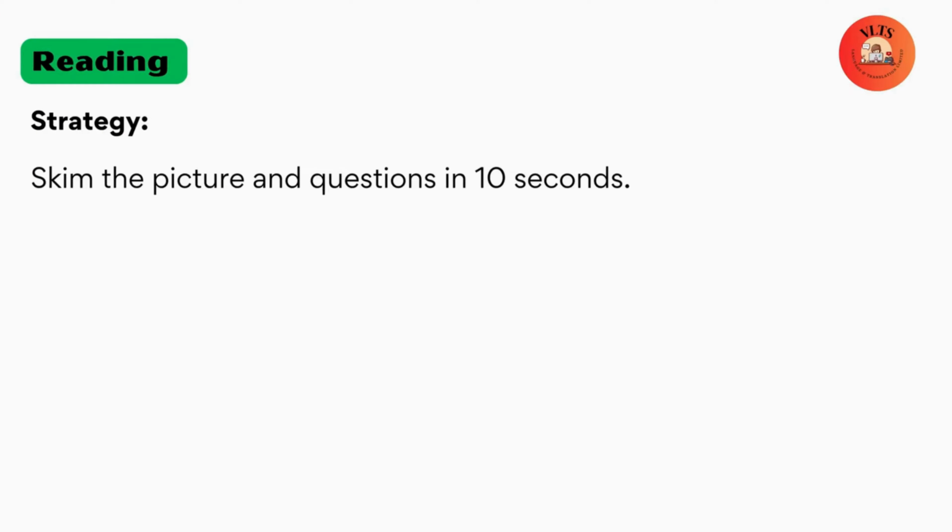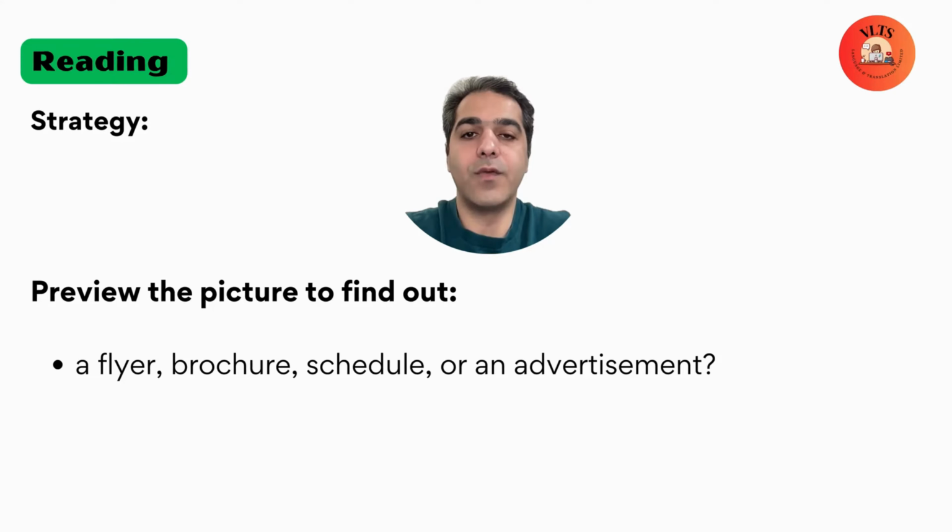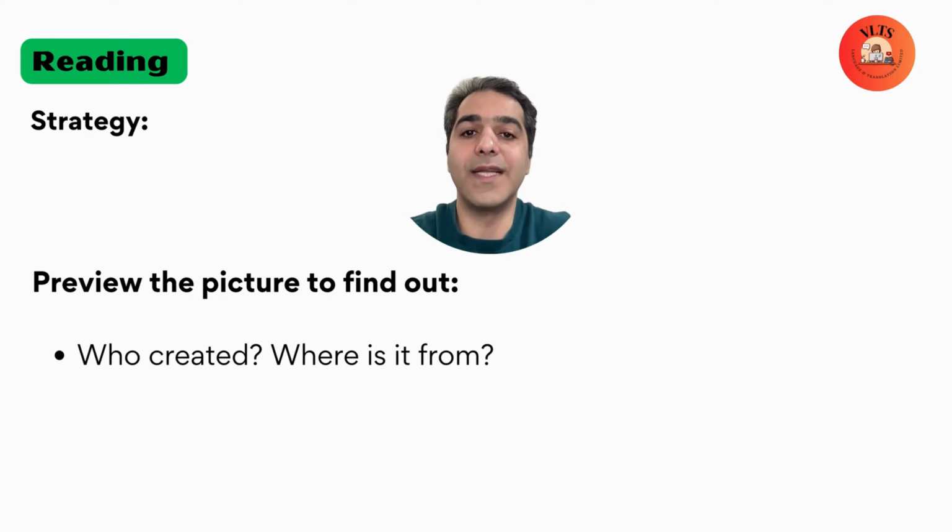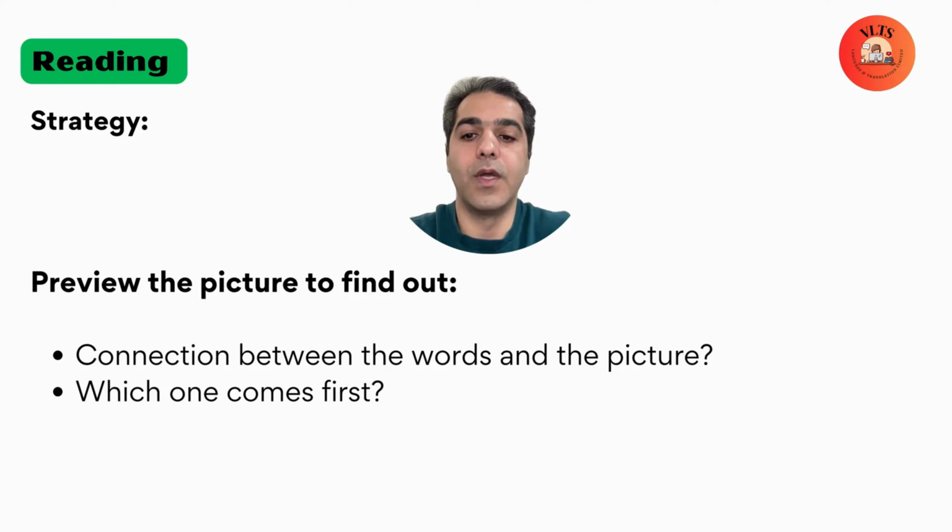Let's consider the strategy for part 2. First, you need to skim the picture and questions in 10 seconds. Then you need to find out whether the picture you have on the left side of the screen is a flyer, an advertisement, a brochure, a map, or a cycle showing of something. Then you need to know who is the creator and where it is from. Also, you need to know and understand how the words and the pictures are connected.